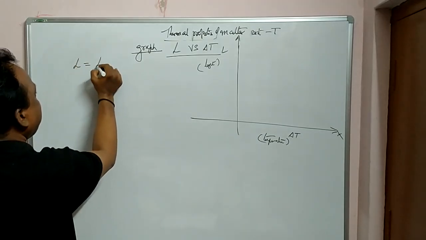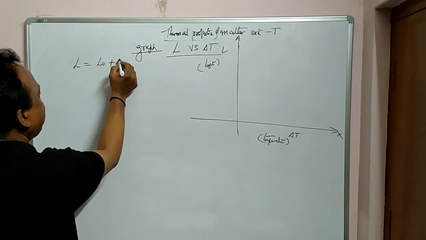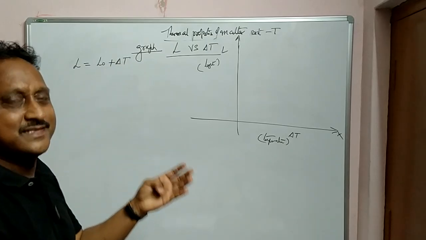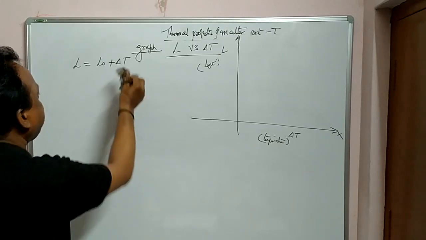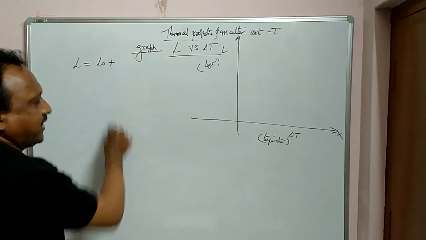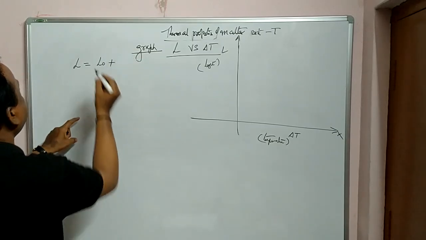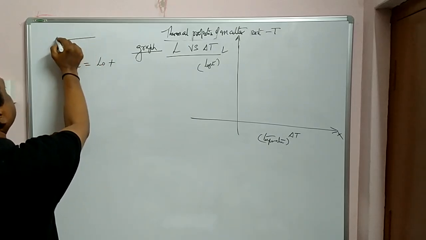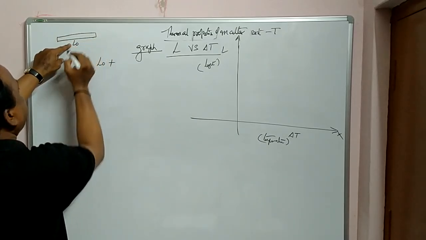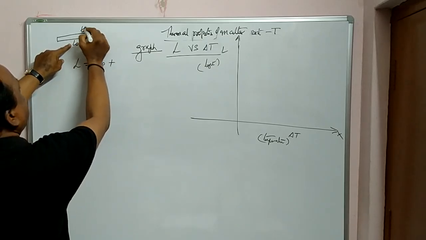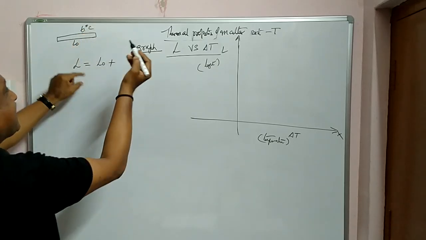ఎల్ అంటే ఏంటి? ఎల్ నాట్ ప్లస్ డెల్టా టీ కదా. వాట్ ఈజ్ ఎల్ యాక్చువల్లీ? ఎల్ నాట్ ప్లస్ డెల్టా ఎల్. చూడండి, మనం ఇందాక చెప్పుకున్నాం ఎగ్జాంపుల్ లీనియర్ ఎక్స్పాన్షన్లో. సపోజ్ ఇది ది లెంత్ ఆఫ్ ది రాడ్. ఈ రాడ్ లెంత్ ఫర్ ఎగ్జాంపుల్ ఇనీషియల్ లెంత్ L0 అనుకుందాం. ఎప్పుడు T1 degrees. టెంపరేచర్ రేజ్ చేస్తే ఎంత అయింది?